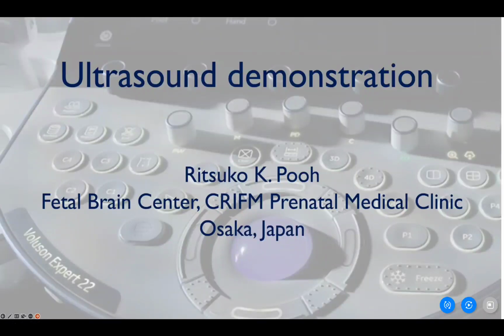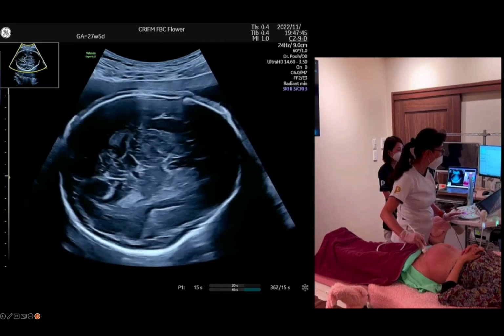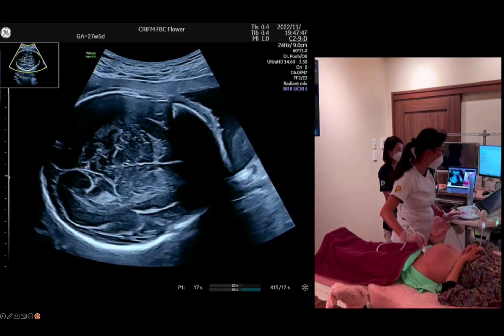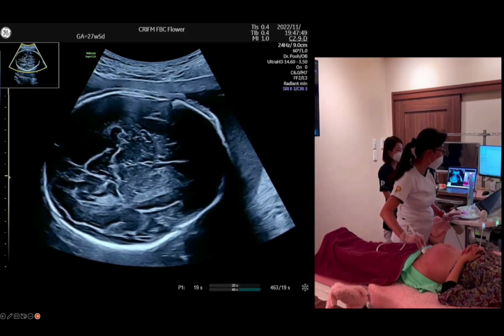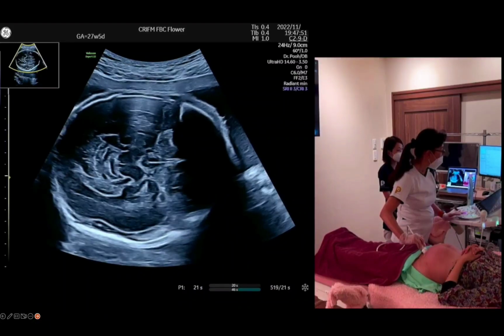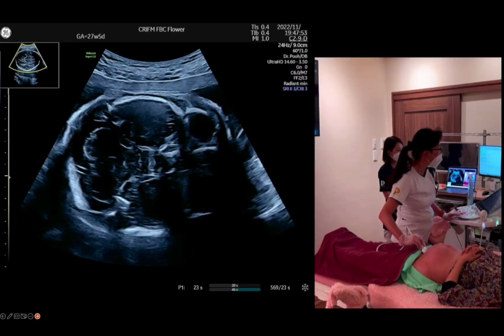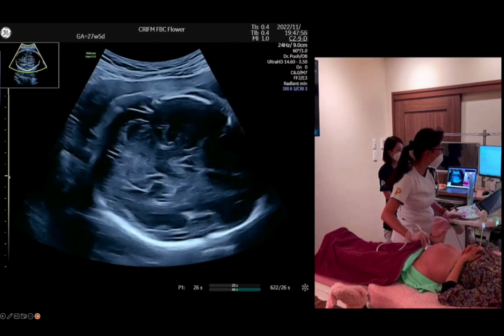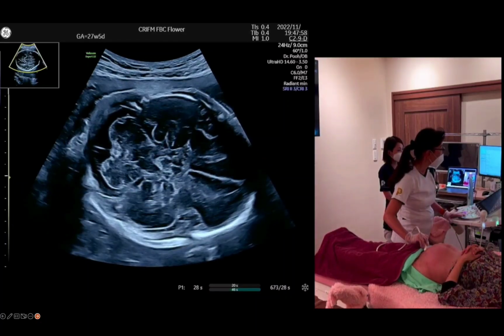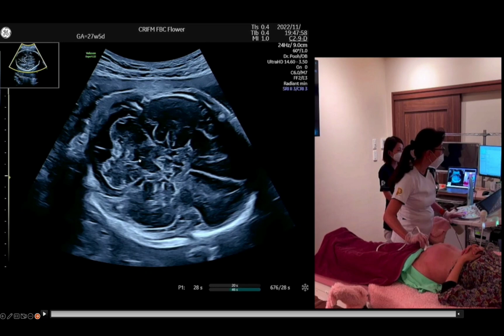Let's get started with the ultrasound demonstration on fetal neurosonography. The fetus is at 27 weeks of gestation, and this is the transabdominal sonography. The most familiar image is the image for measurement of BPD. However, you can see the horizontal cutting section of the cerebellum nicely. You can see the fourth ventricle and bilateral cerebellar hemispheres and the vermis like this.